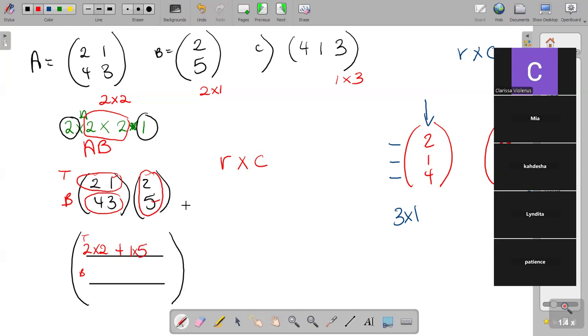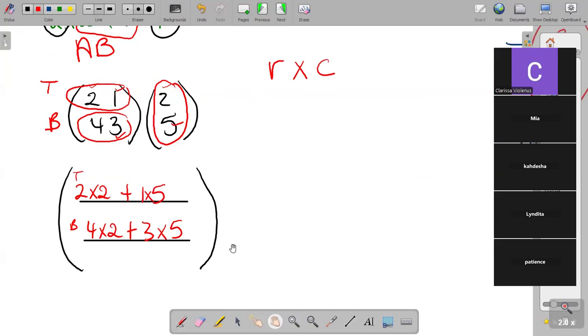Let's do the bottom. What would be the combination for the bottom? Same thing. What's the first 2? 4 times 2 plus, what's the second set of numbers? 3 by 5. Now, for those people who know how to do this, anybody know how to back check to make sure your answers are correct? What must match? These two, the back numbers must match.